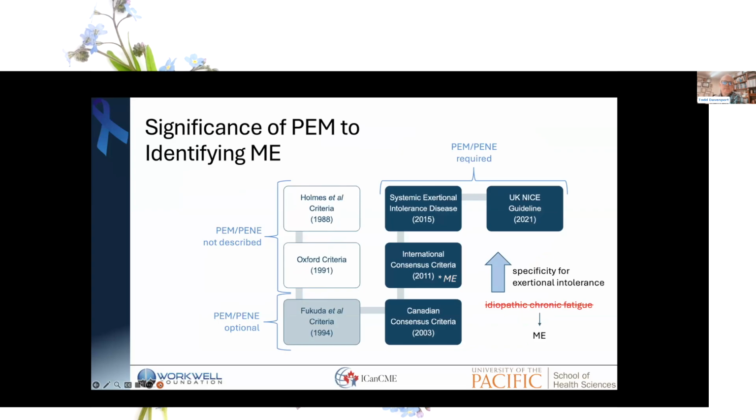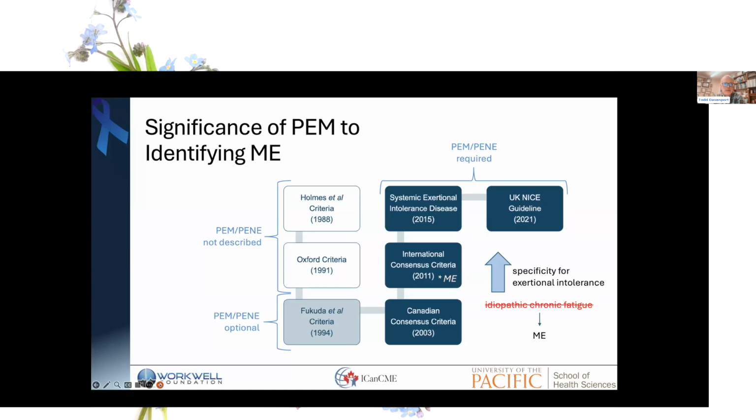So hopefully that helps. I will say that PEM or PENE has not always been a compulsory component of identifying the lived experience that is ME. And so the first serious attempt to include PEM was the Fukuda criteria for CDC in 1994, and it was optional. You didn't have to have it. And so that really affected the specificity of the criteria to identify this multi-system, multi-symptom exertional intolerance that we've come to appreciate that ME is. The Canadian consensus criteria was probably the first to make it mandatory, followed by the international consensus criteria.